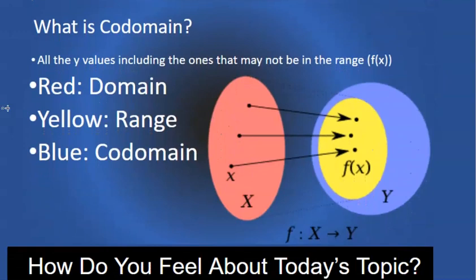What is codomain? All the y values, including the ones that may not be in the range f of x. So we have red, that's the domain. Yellow is the range. And then blue is the codomain. Now, this would only really be used in a situation that has a range already defined. And you're to determine if the domain reaches all of those range values.